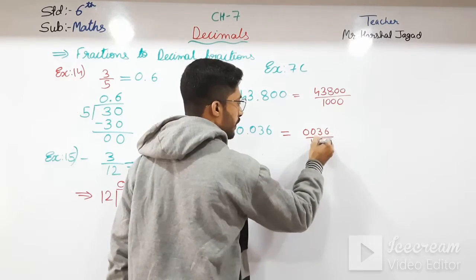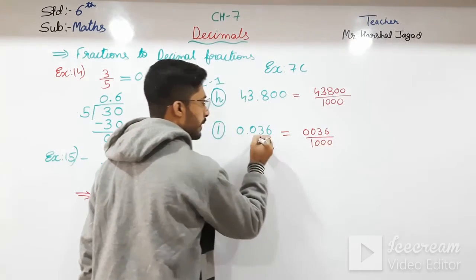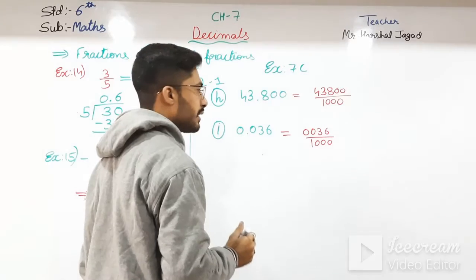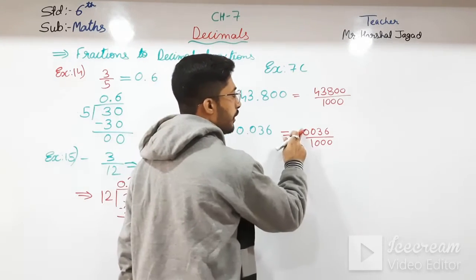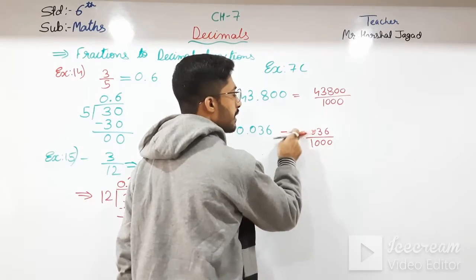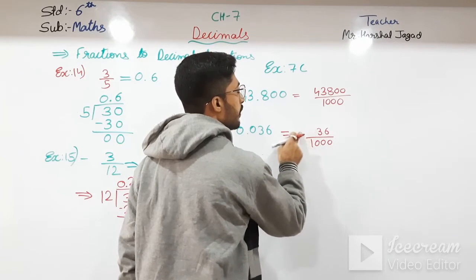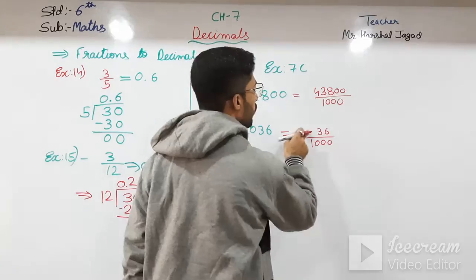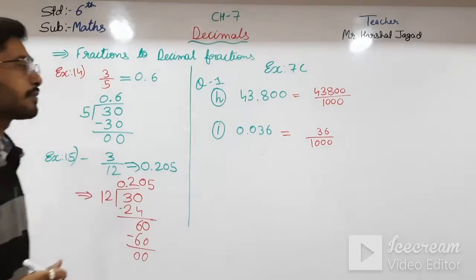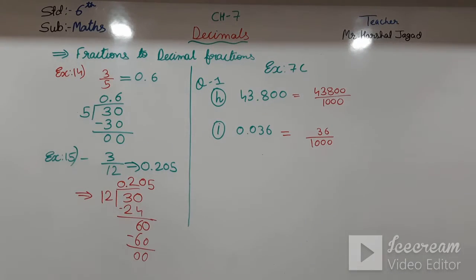0036 upon 1000. Why? Because there are 3 digits after the decimal point. But if we don't write these two zeros, then it's okay. If you don't write this, then it is fine. So 36 by 1000 is our answer.